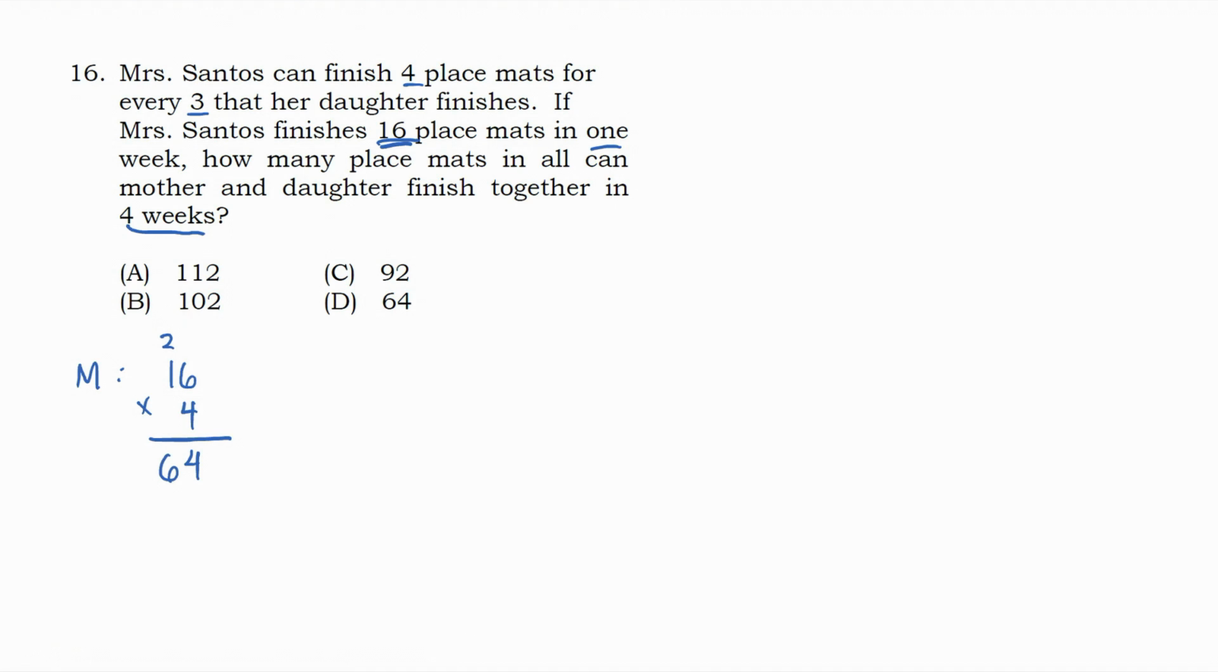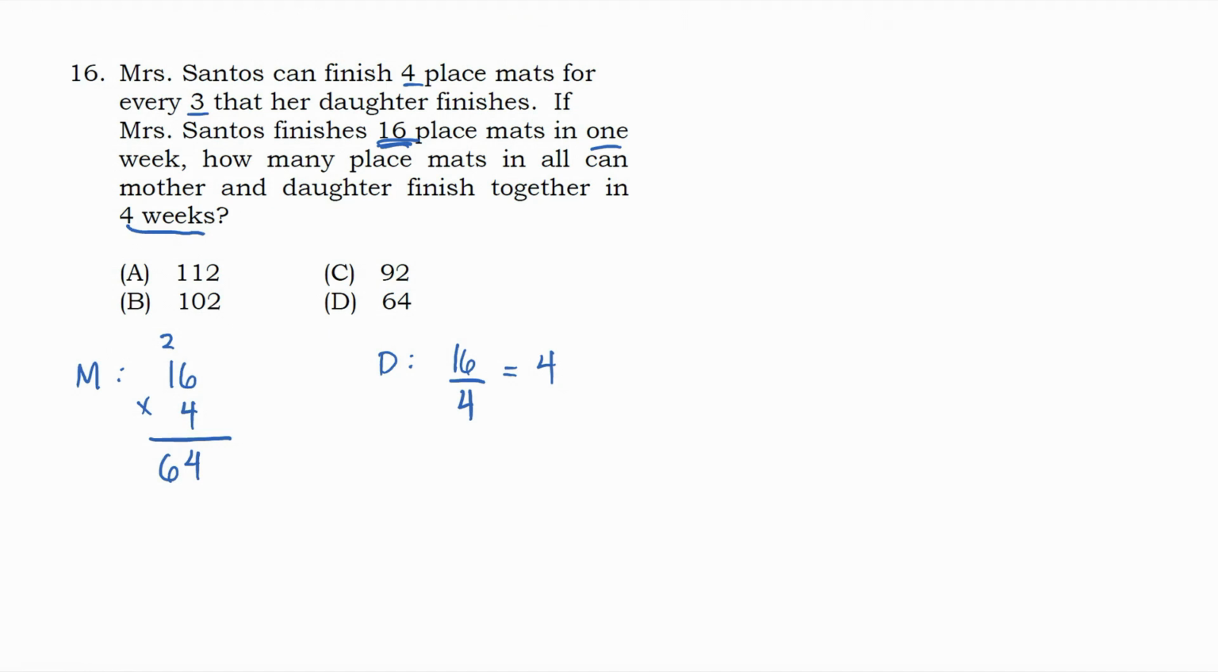Sa daughter naman, kung si Mrs. Santos nakatapos siya ng 16 placemats, tapos, sabi sa first sentence, Mrs. Santos can finish 4 placemats for every 3 that her daughter finishes. Ibig sabihin, kada 4 placemat na matatapos ni Mrs. Santos, nakakagawa yung daughter niya ng 3. So, dapat alam natin kung ilang sets ng placemat yung natapos ni Mrs. Santos in 1 week. So, i-divide natin to, 16 divided by 4, which is equal to 4 din. And then, i-mumultiply natin yan to the number of placemats na natapos ng daughter niya.